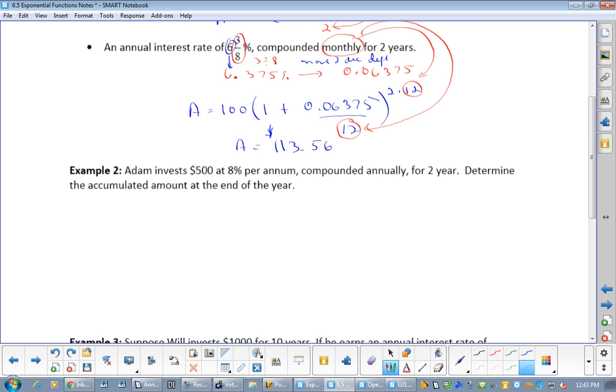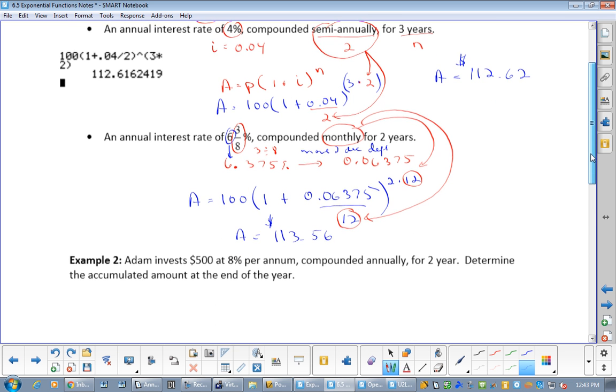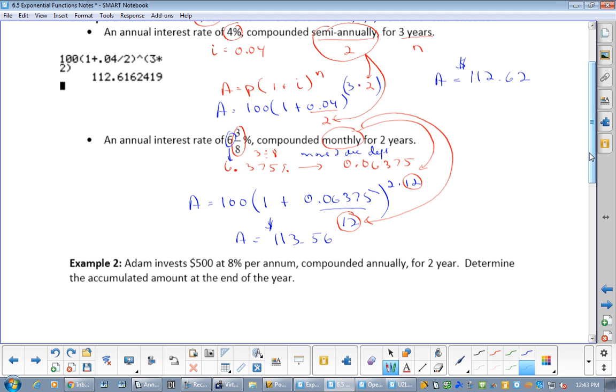113.56. Now, same amount of money for 2 years, I can make more money off of that interest rate because it's bigger and it's compounded more, right? The more compounding periods, the better for you. But the more compounding periods when you take out a loan, the worse for you. Okay? So what you're looking for is lowest interest rate and less compounding periods.